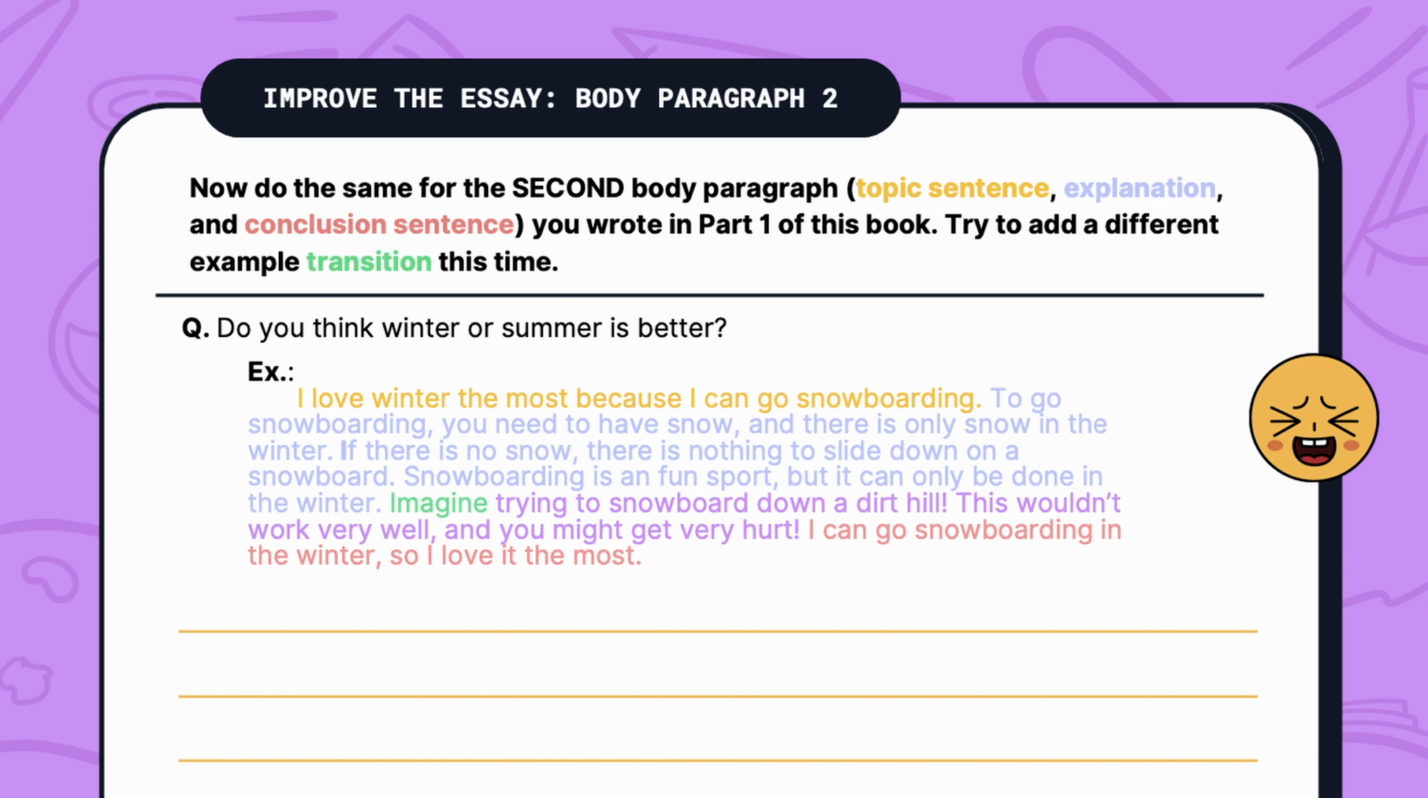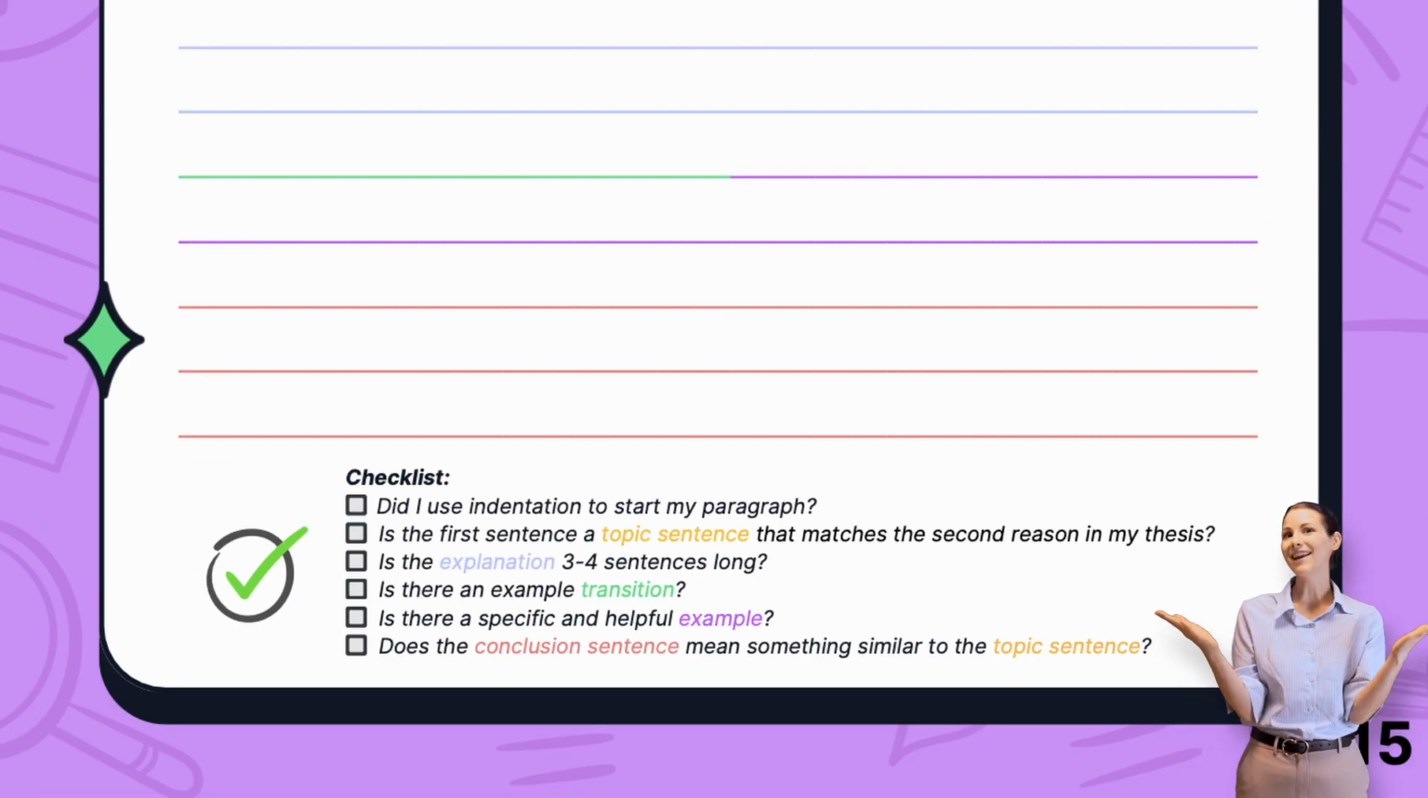Are you ready to try? Look at your second body paragraph from part 1 and rewrite it here. This time, add a transition and an example. Are you ready to check your next paragraph? Let's go. Ask yourself, did I use an indentation to start my paragraph? Is the first sentence a topic sentence that matches the second reason in my essay?